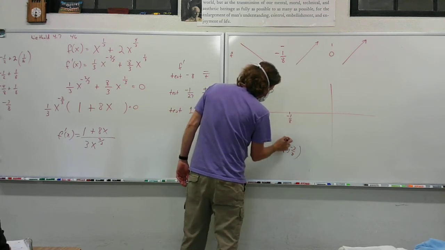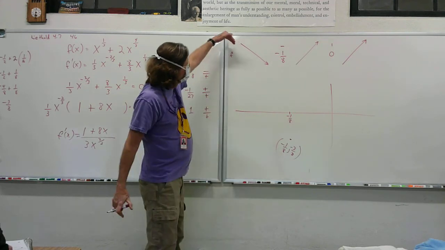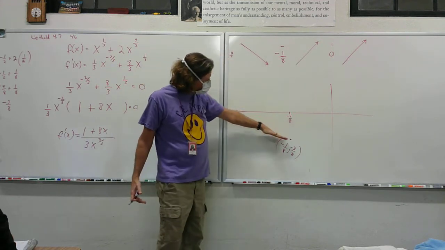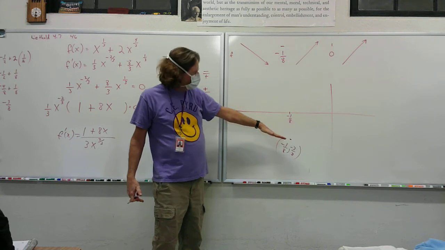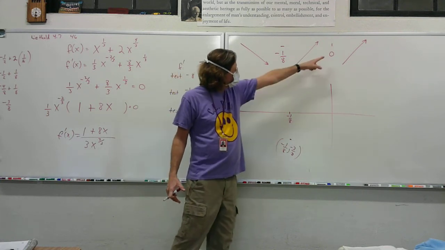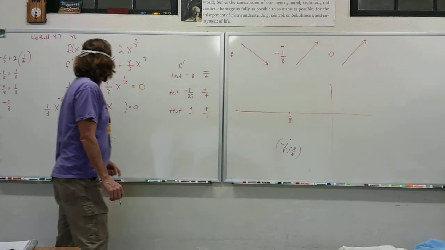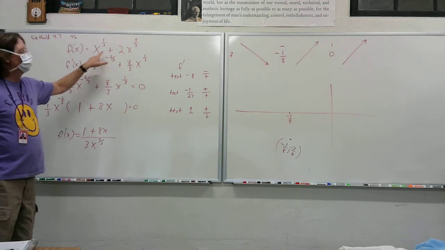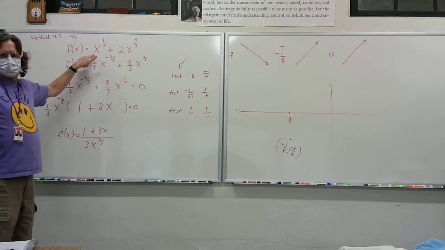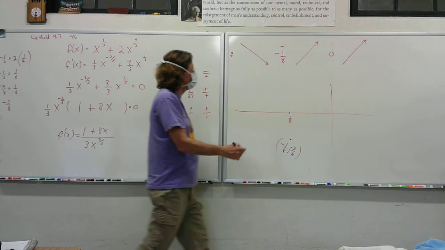And I feel pretty confident about that because I know it's going to go down to get to there, right? And then I know it's supposed to start going up until it gets to 0. And when it gets to x equals 0, what's the y value? 0. It goes through the origin.